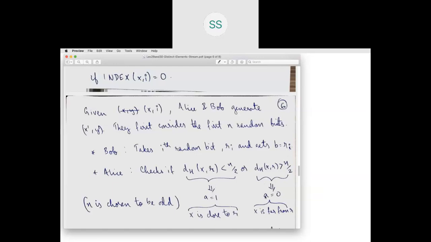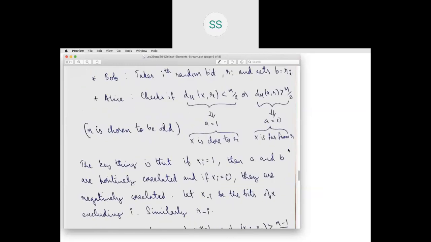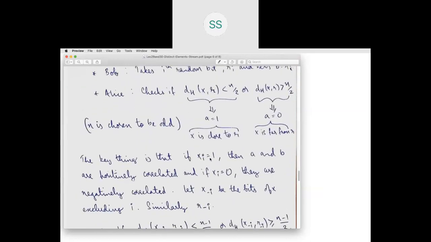If the Hamming distance is large, then b will not be a good reflection of xi, and that's what we want here. What we want is that if xi equals 1, then a and b will be positively correlated, and if xi equals 0, then they will be negatively correlated. Positively correlated means low Hamming distance, negatively correlated means high Hamming distance. And this is accomplished without any communication, only using the random bits. Alice and Bob do not communicate their inputs or any information with each other.